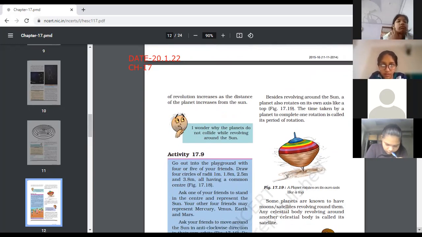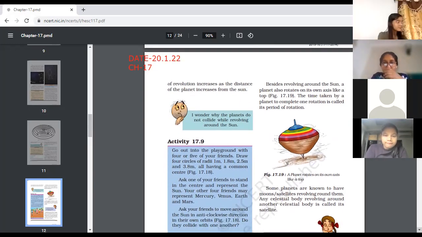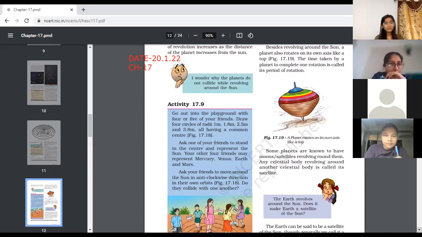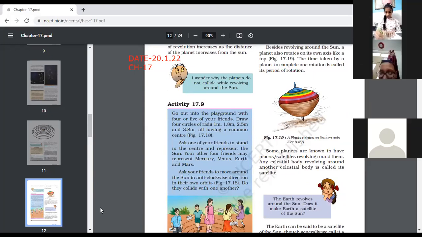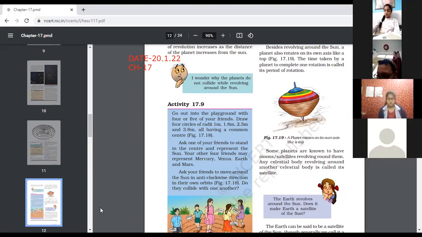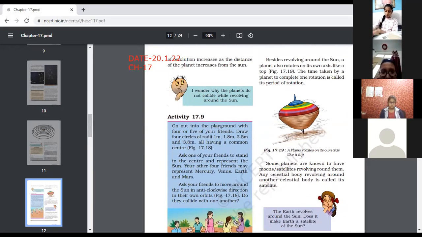So children, I want each one of you to know there is a difference between the planets and stars, and I hope the difference is clear to you. You can write down many of the differences between the stars and planets. Okay. So next comes the period of revolution.